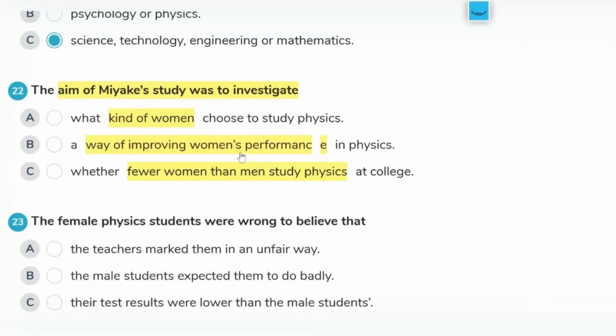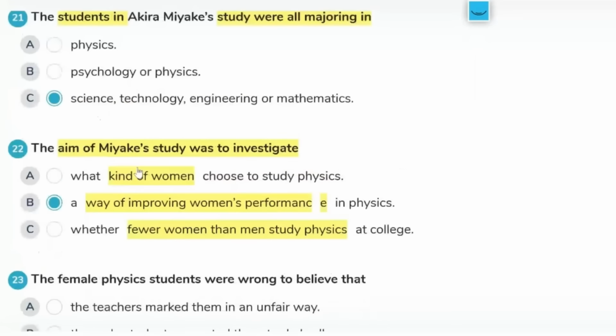Focus on this sentence again. What the researchers wanted to find out was basically what they could do about the relatively low level of the women's results. But in order to find a solution, they needed to find out more about the nature of the problem. Right. So the correct answer is a way of improving women's performance in physics.